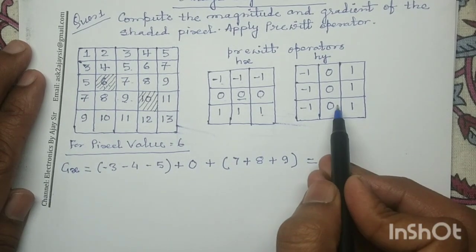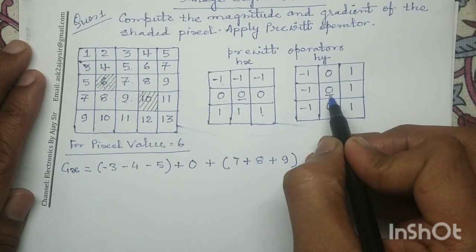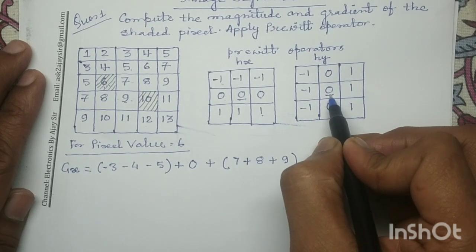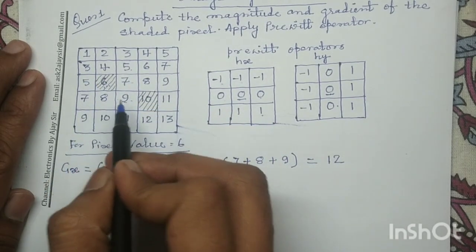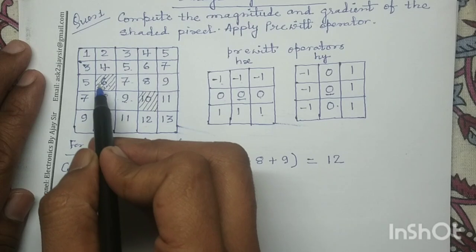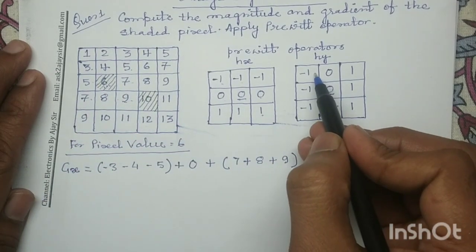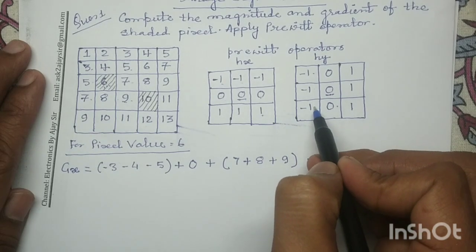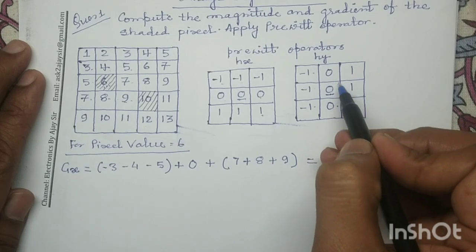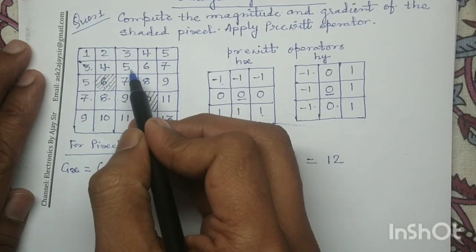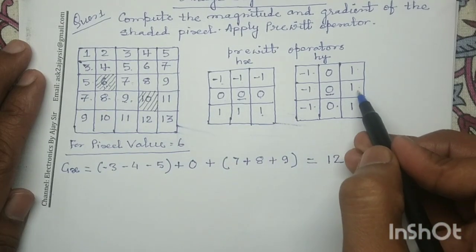Similarly, we will apply the filter mask hy. The center of the filter mask hy is this one. We will keep the center of hy at this point and perform the corresponding multiplication. The first column 3, 5 and 7 will be multiplied with the coefficients -1, -1, -1. The second column 4, 6 and 8 will be multiplied with the coefficients 0, 0, 0, and the third column 5, 7, 9 will be multiplied with the coefficients 1, 1, 1.